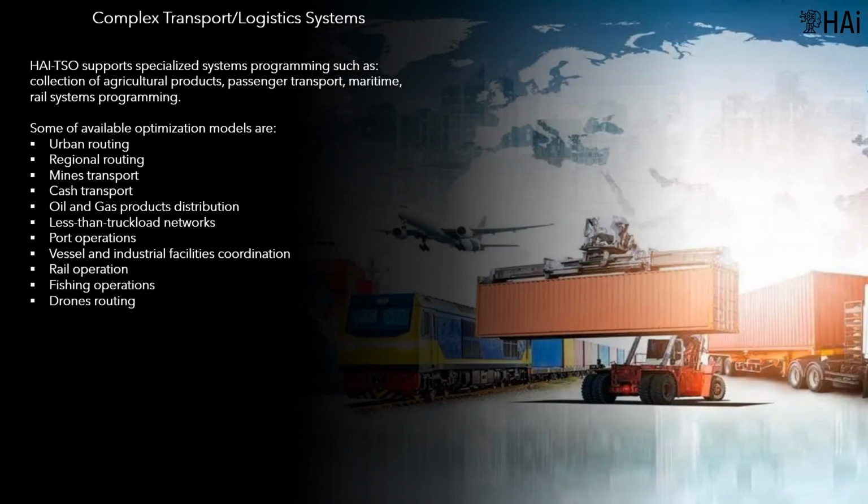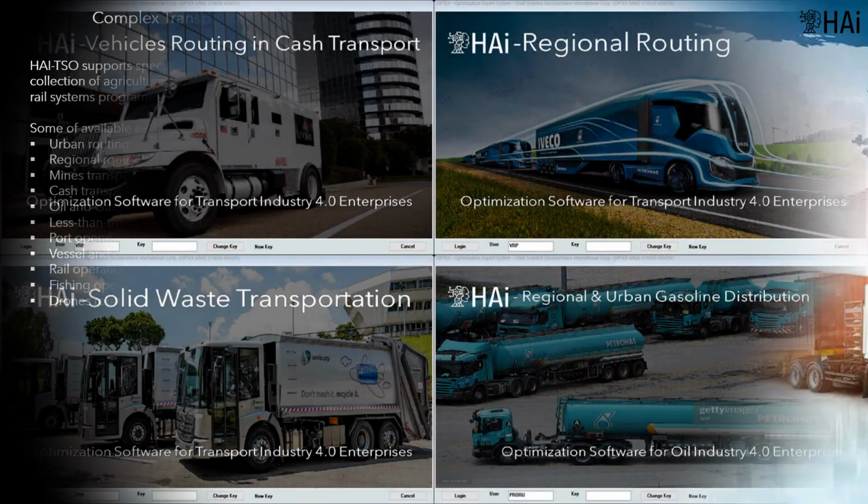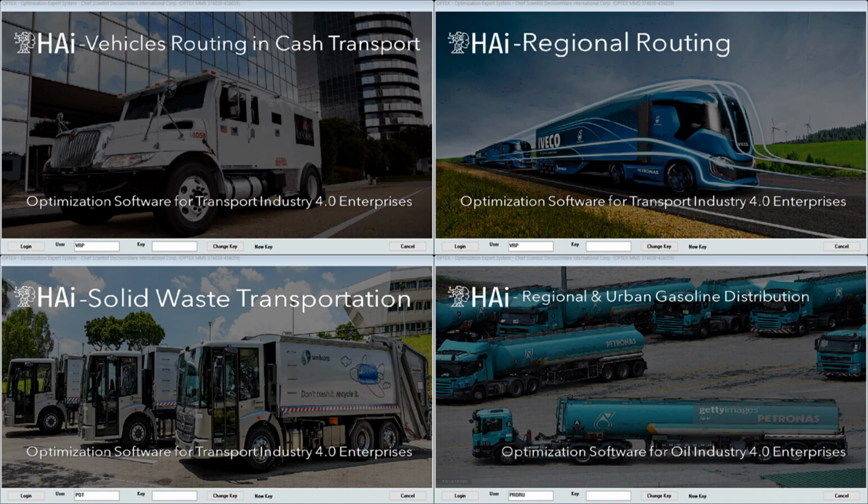HighTSO supports specialized systems programming such as collection of agricultural products, passenger transport, maritime, and rail systems programming. Some of the available optimization models are urban routing, regional routing, mines transport, cash transport, oil and gas products distribution, less than truckload networks, port operations, vessel and industrial facilities coordination, rail operation, fishing operation, and drones routing and management.